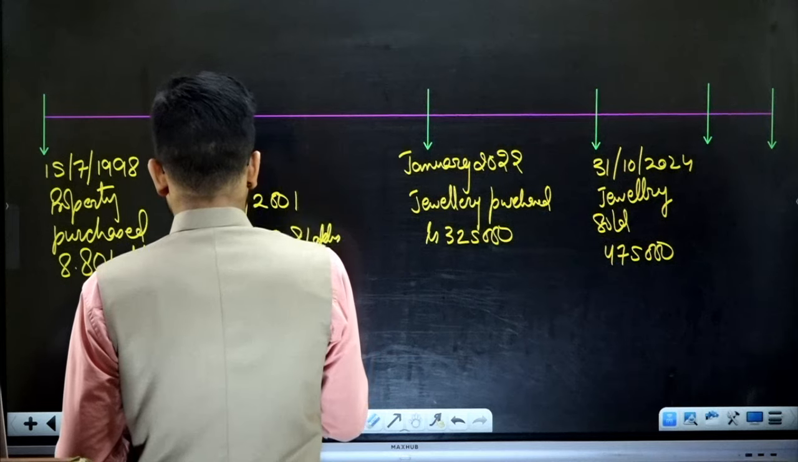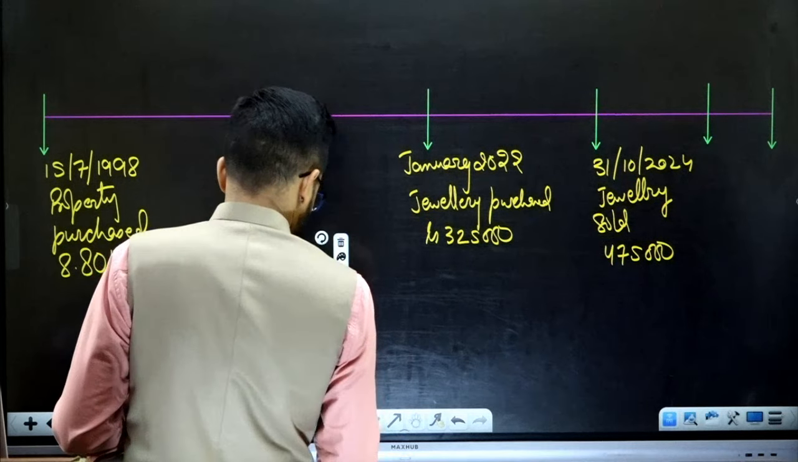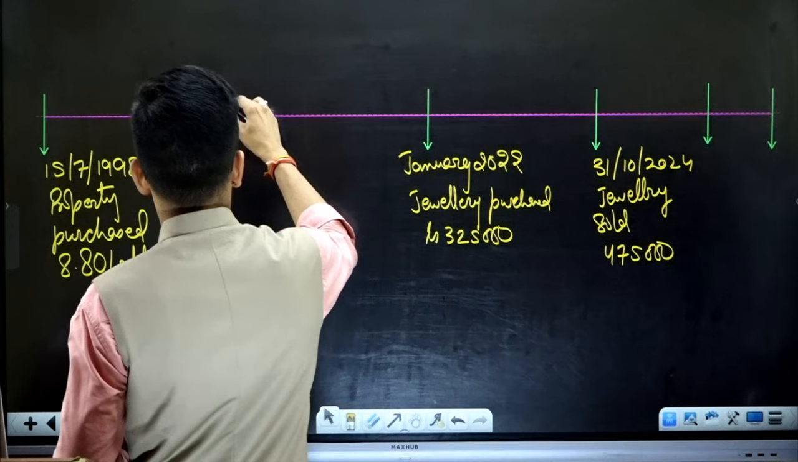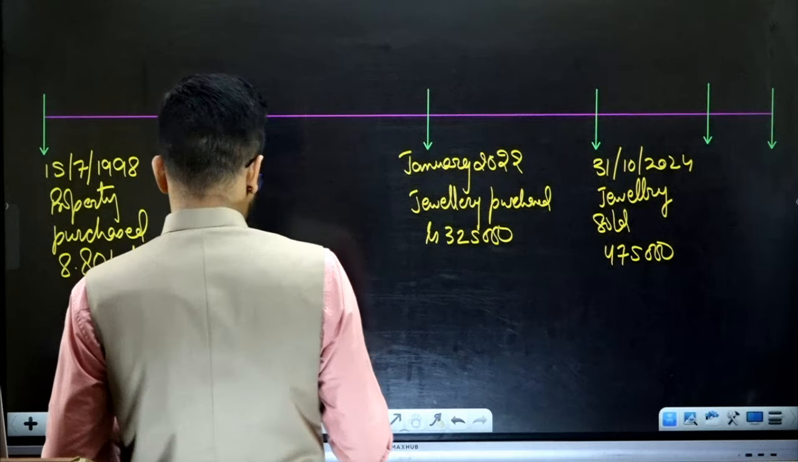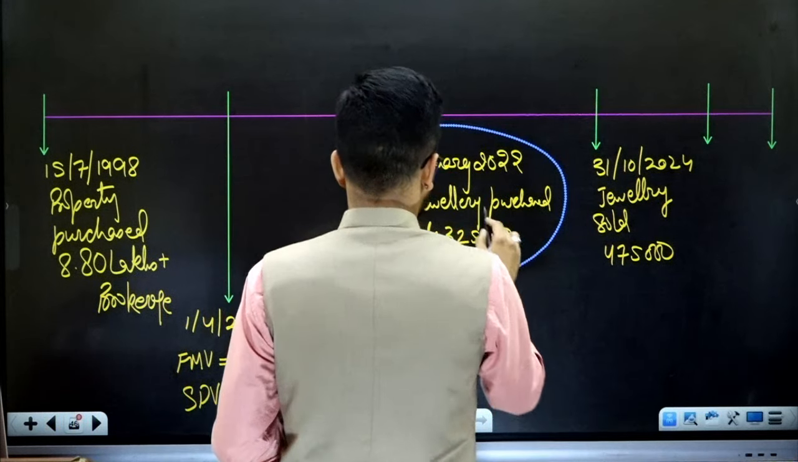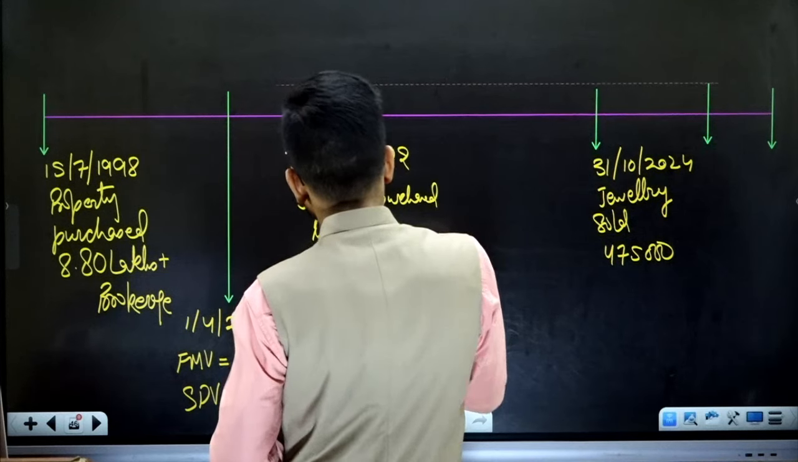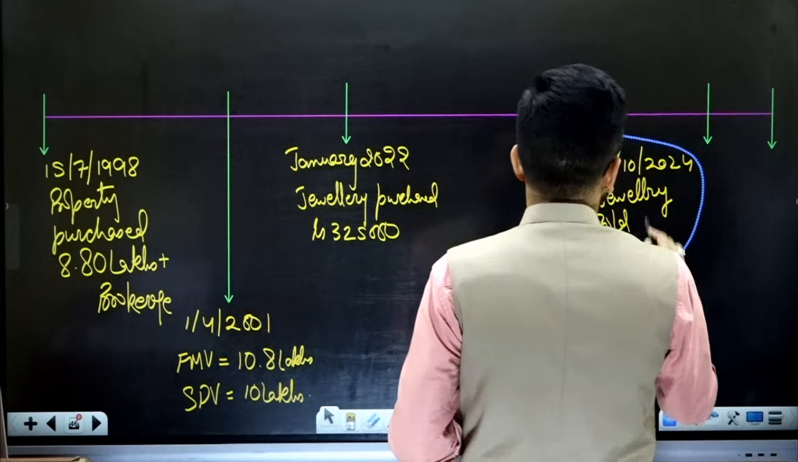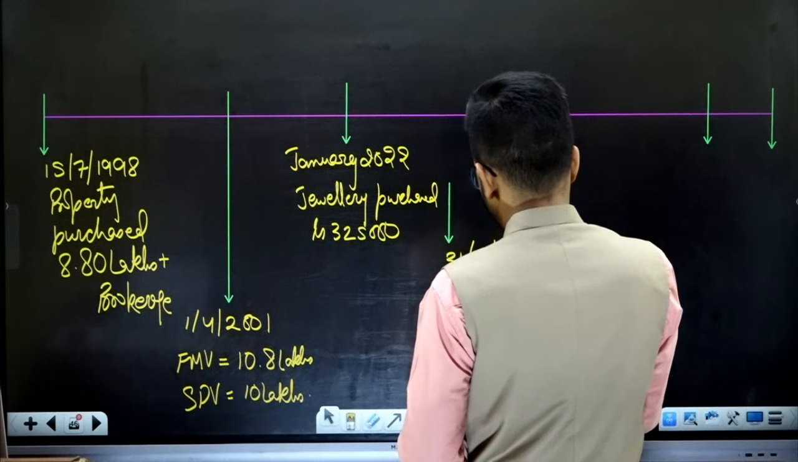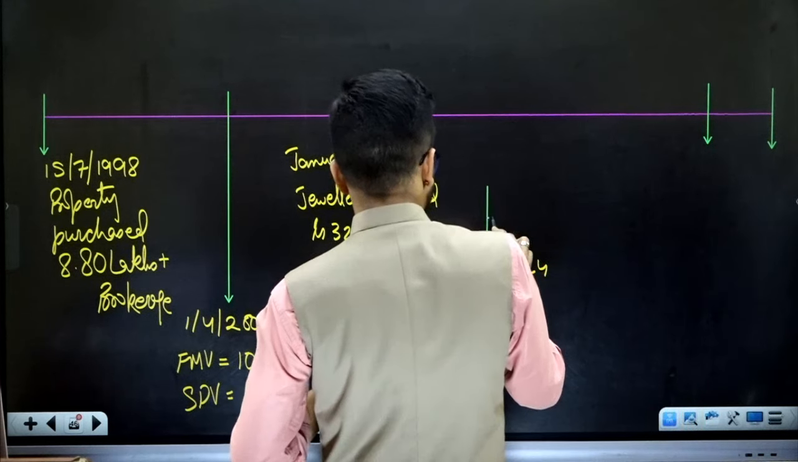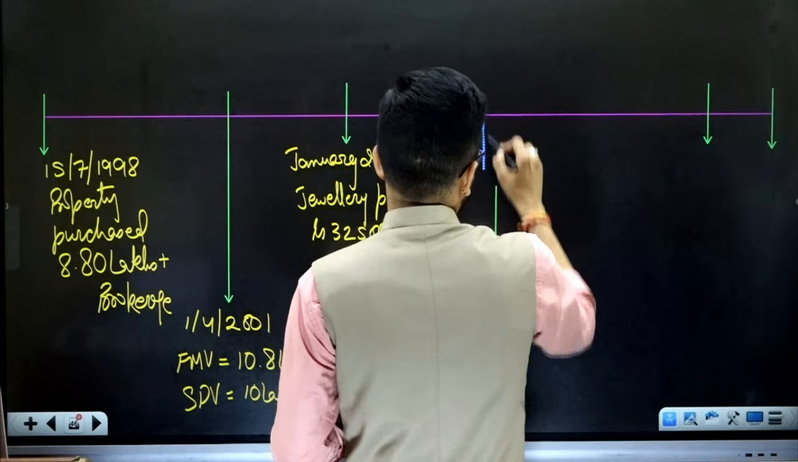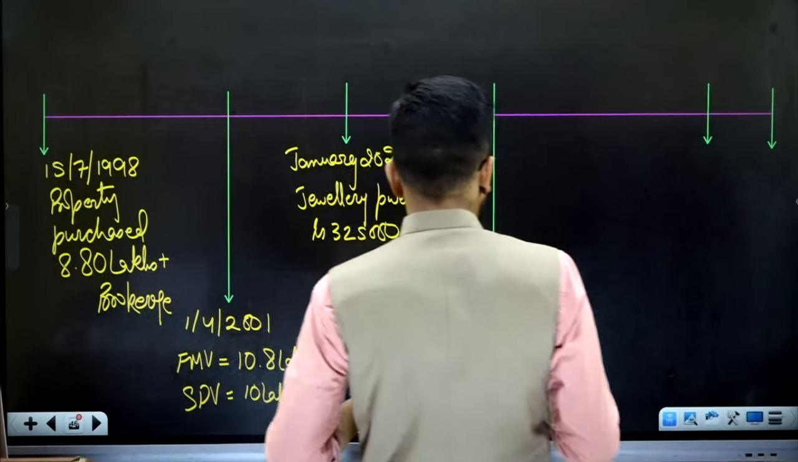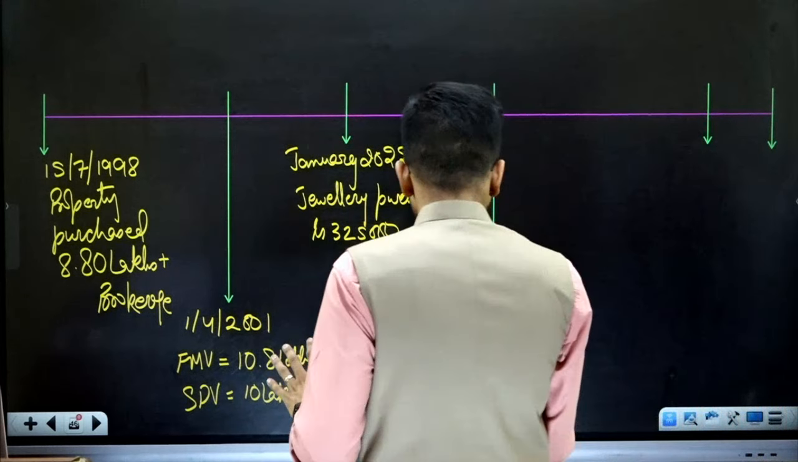Let me make some space for the other arrows as well. So guys, this practice of making line charts in your entire direct taxation will really benefit you a lot, because you will be able to know the transaction well, and then you will be able to solve the question in a better manner. This is what I believe. So 31st October 2024, jewelry sold for 4,75,000.